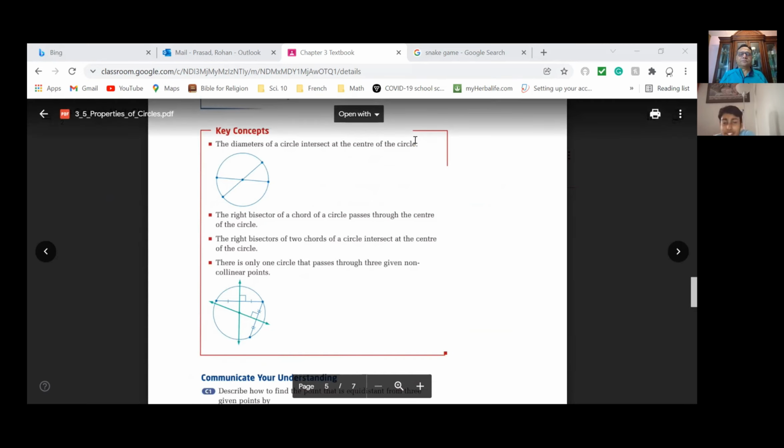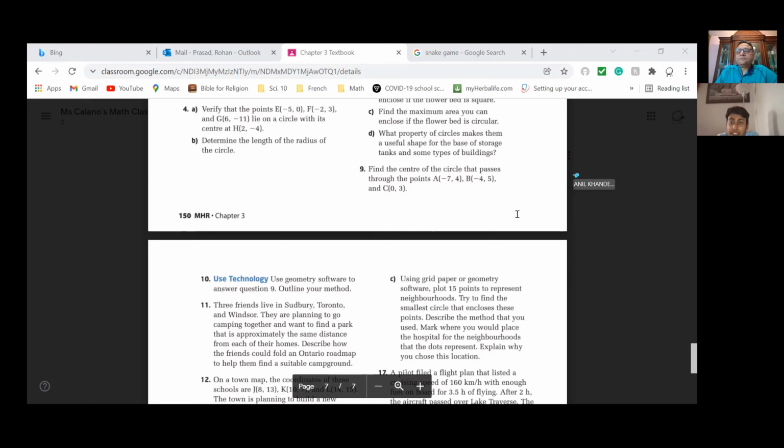Find the center of a circle that passes through points A (-7, 4), B (-4, 5), and C (0, 3). Yes, how will you do? So the center of a circle. So what I will do is first I would create chords, sir, from each other, and then from there find the midpoints of those 2 chords and locate it on the origin. So creating x squared plus y squared equals r squared.